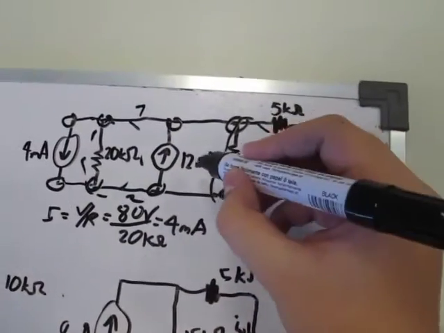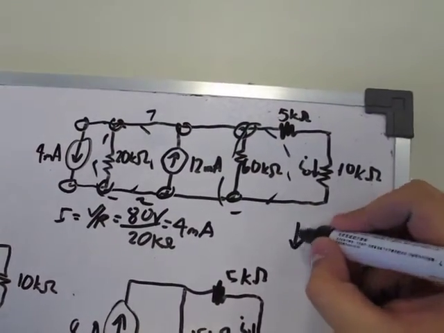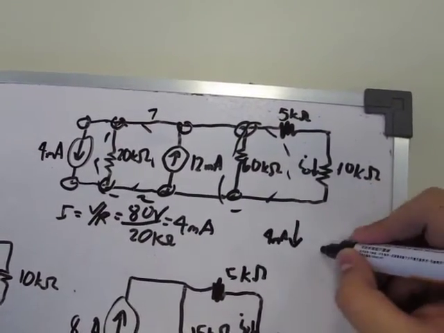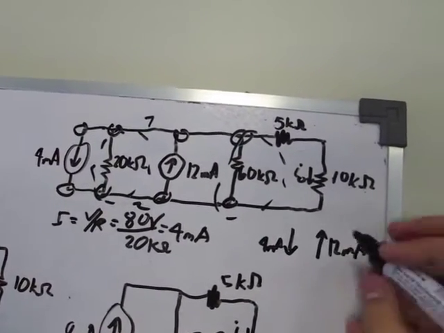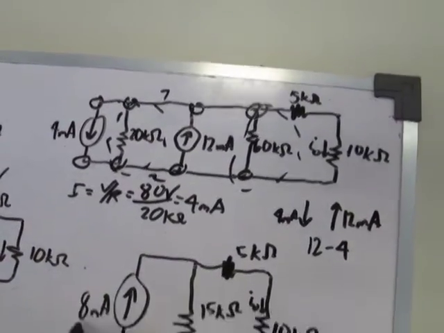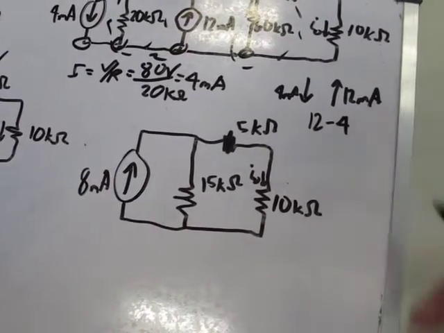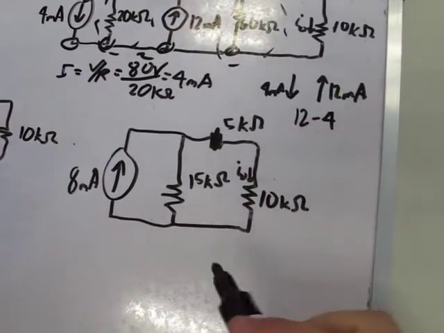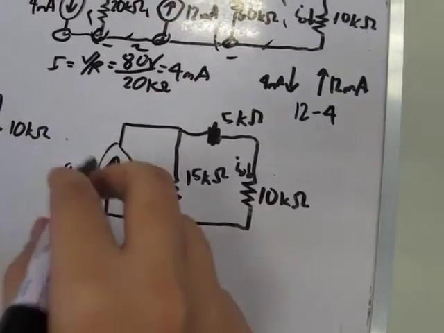Also, the current sources 12 milliamperes and 4 milliamperes. Since the directions of the 4 milliamperes and the 12 milliamperes are contradicting, we will be subtracting 12 minus 4. Therefore, we will have 8 milliamperes in the direction of the 12 milliamperes since 12 is greater than 4. So now we have 8 milliamperes as the current source.